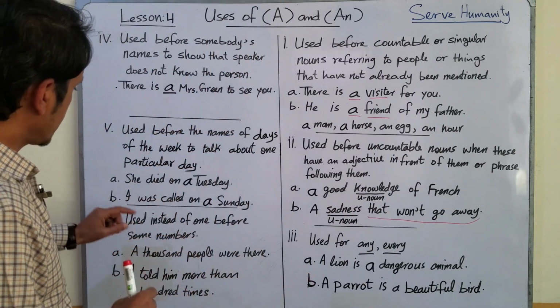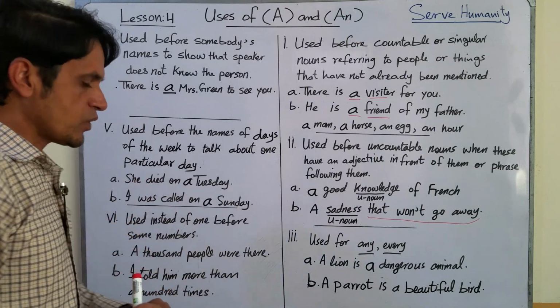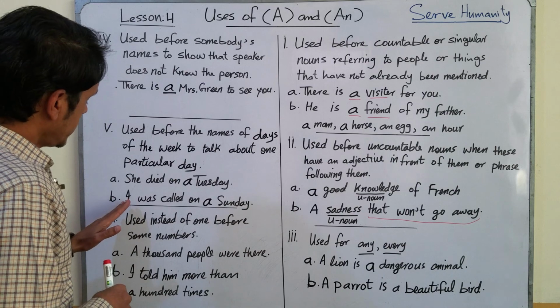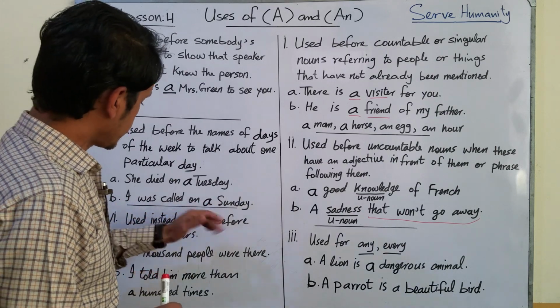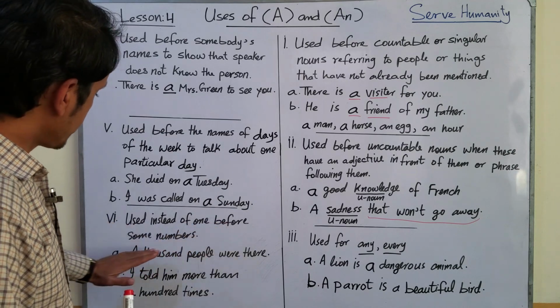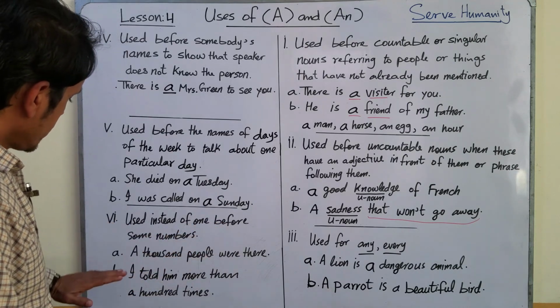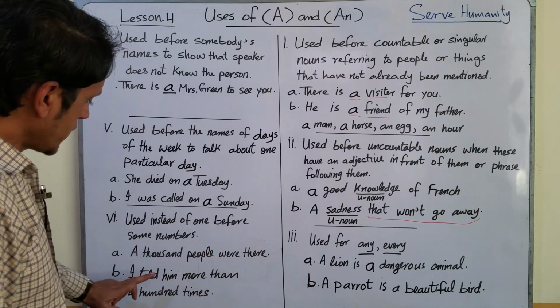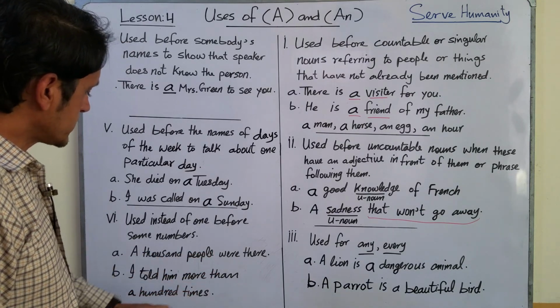So in that case we can use a here. Otherwise we cannot use a with the days. And I was called on a Sunday. Number 6, use a instead of one before some numbers. For example, a thousand people were there. I told him more than a hundred times.